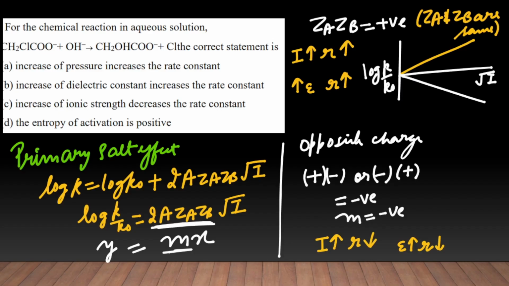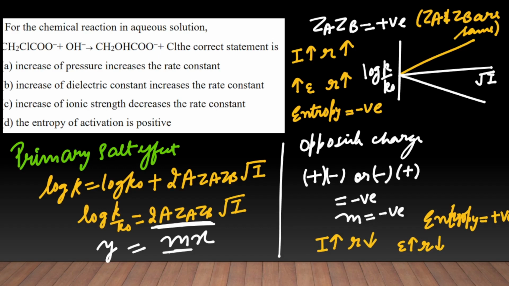Okay. Next is about the entropy. When same charges are present, the entropy of activation is going to be negative. Whereas if both the charges are opposite, in that case the entropy of activation is going to be positive. So these things you just remember from the primary salt effect, if same charges or opposite charges are present.